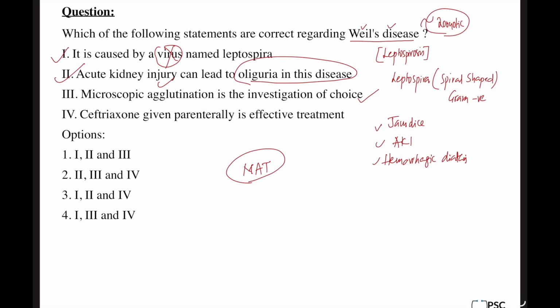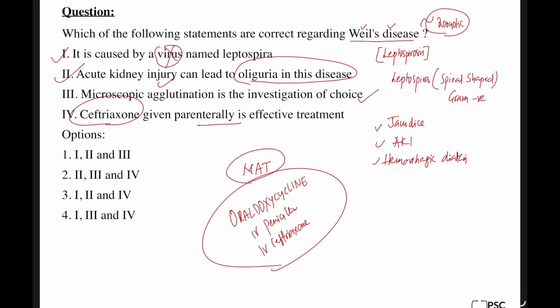The treatment for Weil's disease is we give ceftriaxone IV. Actually, treatment is oral doxycycline. That is the confusion here. Oral doxycycline is given for 1 week, or we can give IV penicillin also. Penicillin can also be tried in these cases, or even IV ceftriaxone can be tried. These are the 3 options that we have. Because the first one is entirely wrong, easy to rule out, you can go for 2, 3, 4. You don't have to worry much. So the correct answer is option 2, 3, and 4.